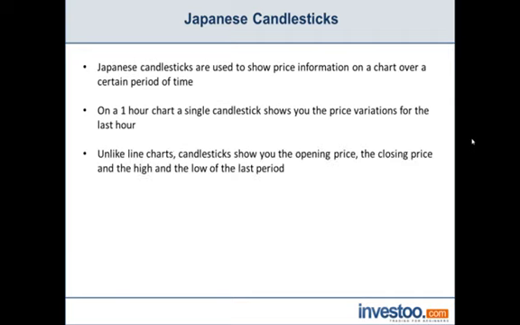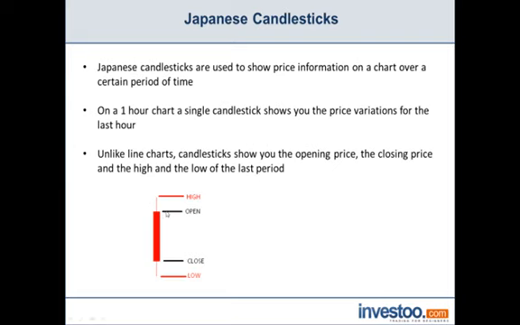Unlike line charts, candlesticks show you the opening price, the closing price, and the high and the low of the last period. So if you are, for example, on a 15-minute chart, the last candle will show you the highest price of the last 15 minutes, the lowest price of the last 15 minutes, the open and the closing price of the last period. Now here's an example of a bearish candle.